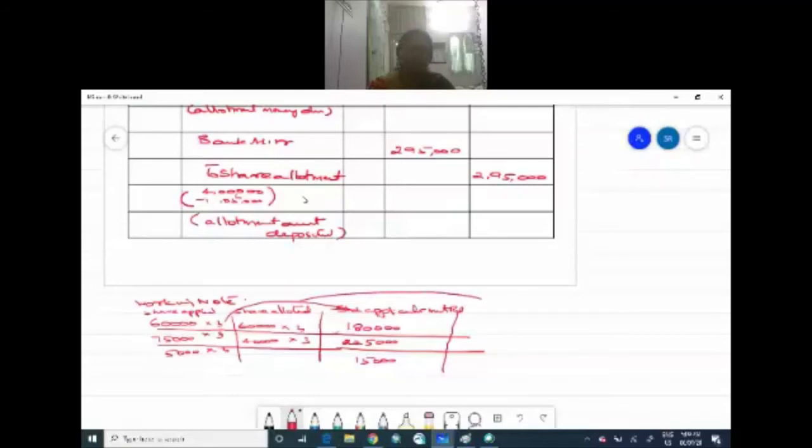Share application amount, I draw a line here for you so you understand. The explanation is there in the reader also. So total application amount received is 1,80,000. You're getting 2,25,000. Rejection is how much? 15,000. So now here, how much is the allotted application money?